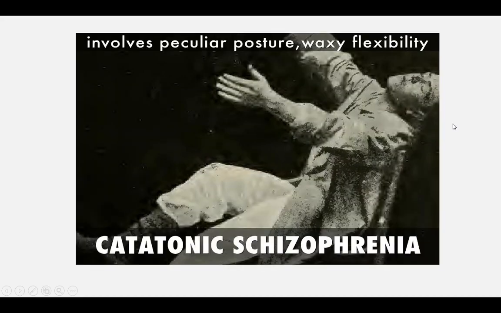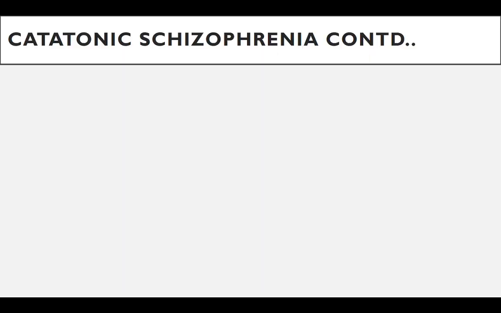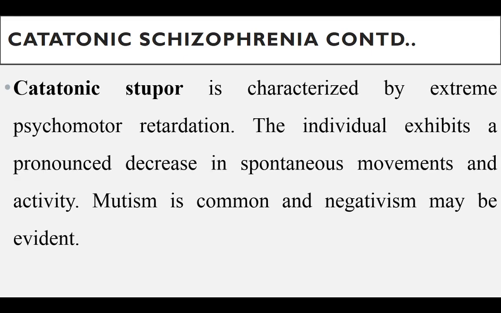Now let's continue. When you see a patient where the psychomotor behavior is involved, then along with these symptoms of schizophrenia, you can think of catatonic schizophrenia. Okay, now let's continue.